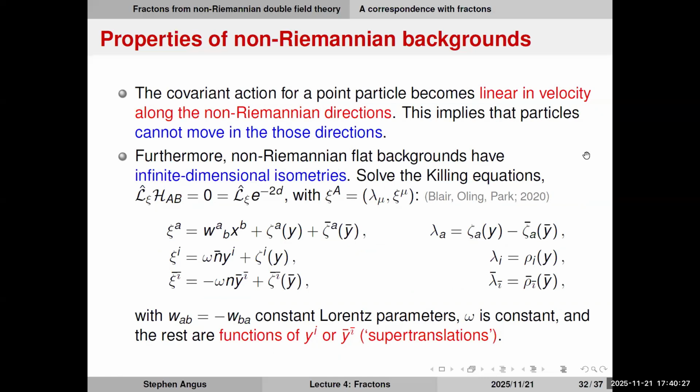Another thing is that non-Riemannian flat backgrounds have infinite dimensional isometries. If we solve the Killing equations, the Killing isometries are something like this. We have something like W_AB, which corresponds to Lorentz transformations. But in addition to that, we have a whole bunch of other terms. In fact, we have a whole function's worth of parameter space, which means an infinite dimensional parameter space, and this we can identify as so-called supertranslations. In any case, what we find is infinite dimensional isometries.